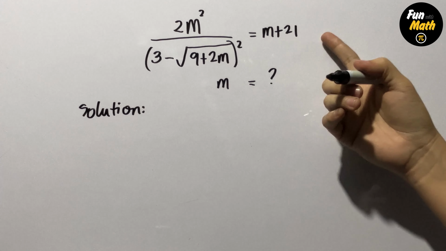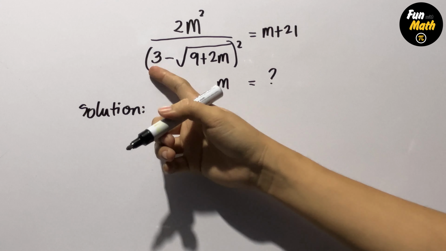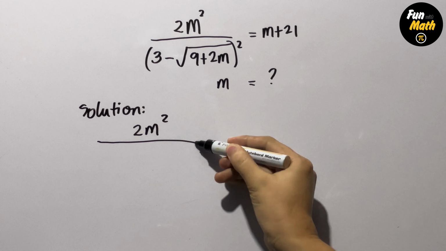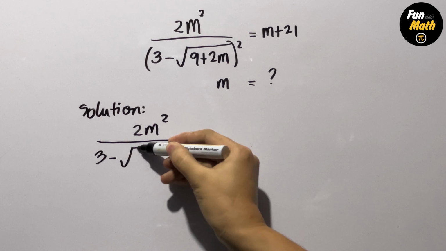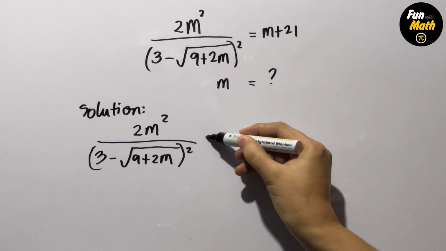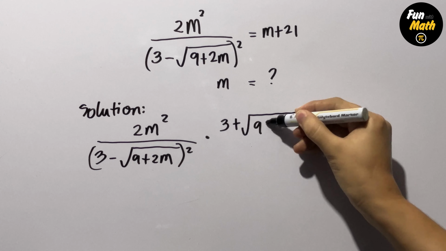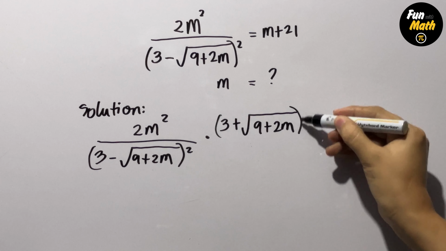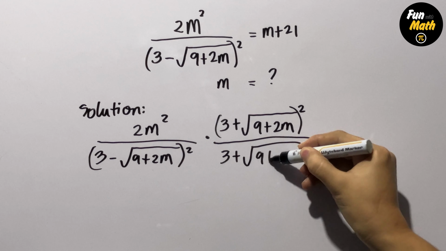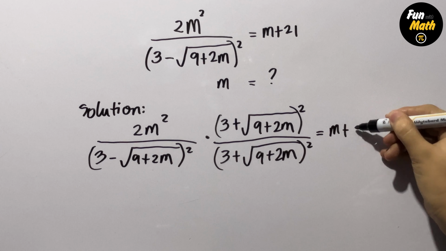So first, for our given equation, we need to rationalize our denominator by multiplying by the positive. So this is now 2m squared all over 3 minus square root of 9 plus 2m, whole to the power of 2, times 3 plus square root of 9 plus 2m, whole to the power of 2, whole over 3 plus square root of 9 plus 2m, whole to the power of 2, equals m plus 21.